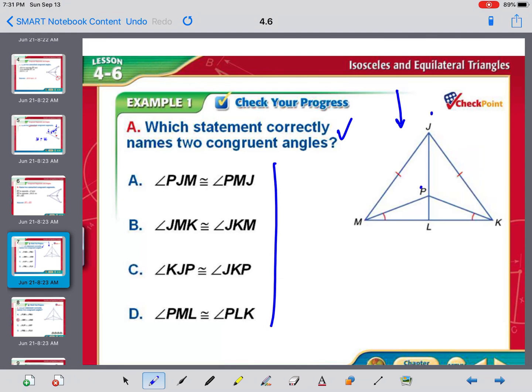But it says, which statement correctly names two congruent angles? You're just going to have to take your time on problems like this and go through the whole thing. So I'm looking at PJM. It's this one here. And then PMJ.